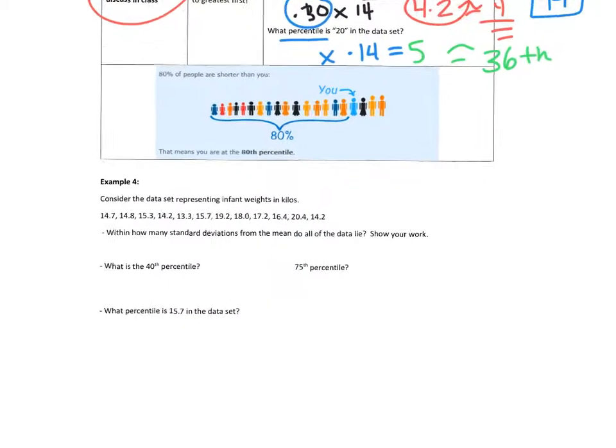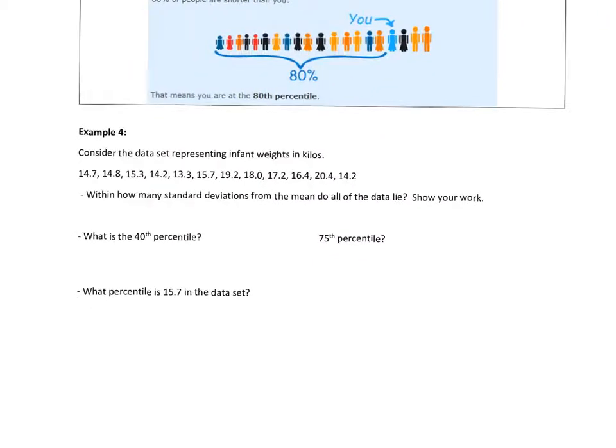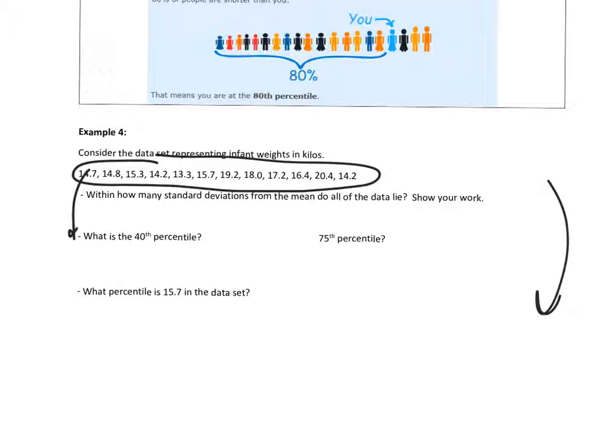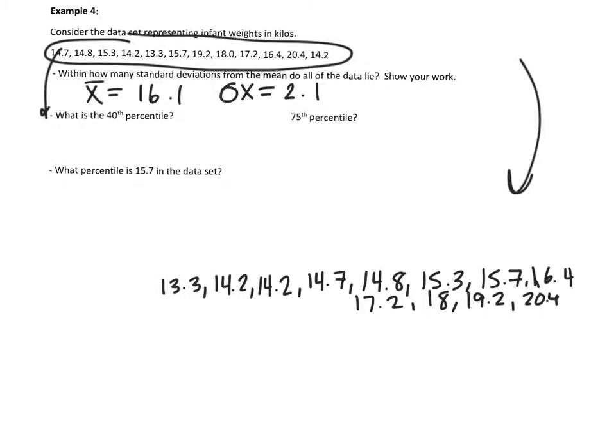So here is an example. Consider the data set representing infant weights in kilos. I'm going to press pause right now and put these in my calculator. And since I know I'm doing percentiles, I'm going to sort in order. So I've listed out the data set in order from least to greatest using the sort feature. And then I also find my average and my standard deviation, because I'm going to answer within how many standard deviations from the mean do all of the data lie.